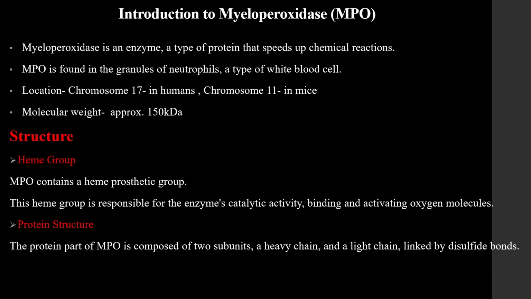Let's see the structure of myeloperoxidase. Myeloperoxidase is composed of a heme group and the protein structure. Heme is a prosthetic group which is responsible for the enzyme's catalytic activity and binding activity, and it also helps to activate the oxygen molecule. The protein part of myeloperoxidase is composed of two subunits, a heavy chain and a light chain, which are linked together by a disulfide bond.